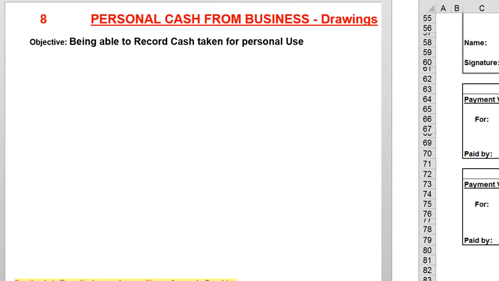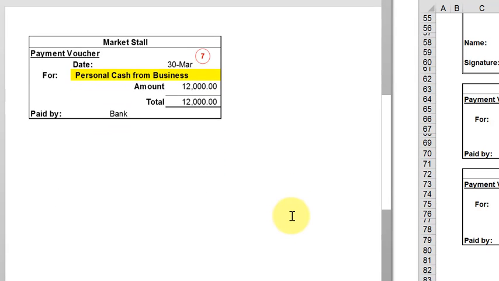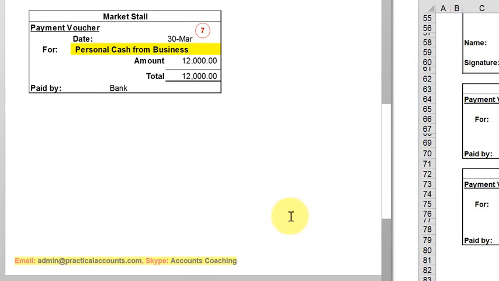In this exercise, we'll look at the recording of personal money taken from the business. It's also known as drawings, money taken from the business for personal use. Drawings. Okay. Now, the document we have to illustrate this recording is a payment voucher.